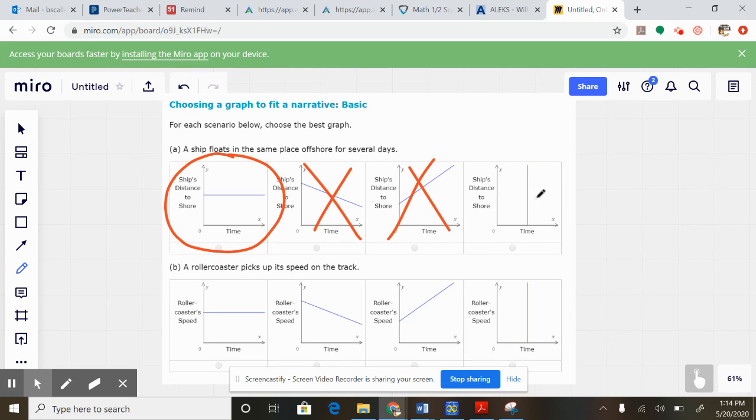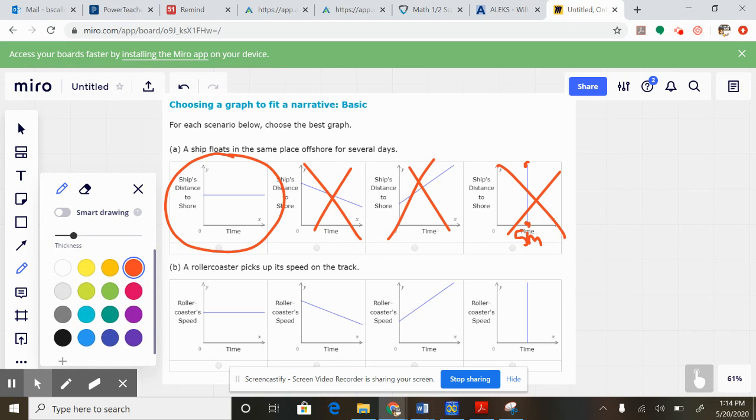And this one here is really just impossible. This is a slope that is undefined. This is like saying at one single time, say this time is 5 minutes, at 5 minutes, I have a distance of 0 feet from the shore. At the same time, a distance of 50 feet from the shore. That's impossible. I can't have two different distances at the same time. So that is just an impossible representation of this situation.